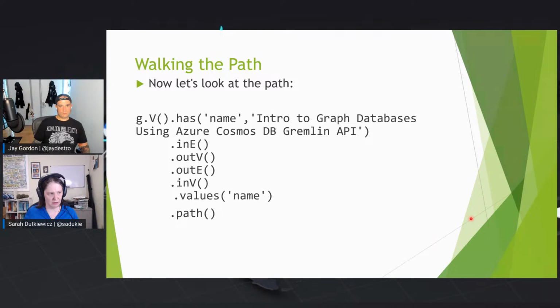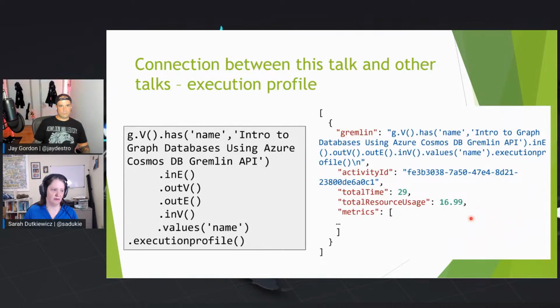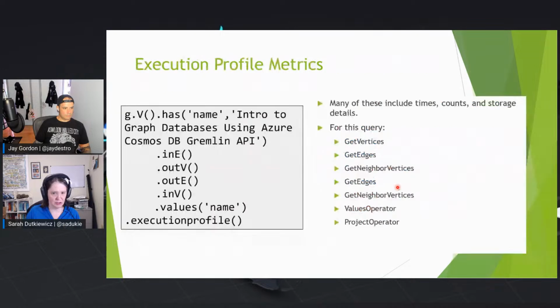But the other query that I want to show is the execution profile. The reason why I like showing the execution profile is because it breaks down the steps and their usage. So you can see how expensive this query is going to be. How much resources does it use? It shows the total time. In addition, it shows the steps that it takes. So you can see that it gets the vertices, it gets the edges, it gets the neighbors, it gets the edges, it gets the neighbors of those, it gets the values for a property. And this project operator is the execution profile. So this breaks it down, and these details for these steps are included as well.